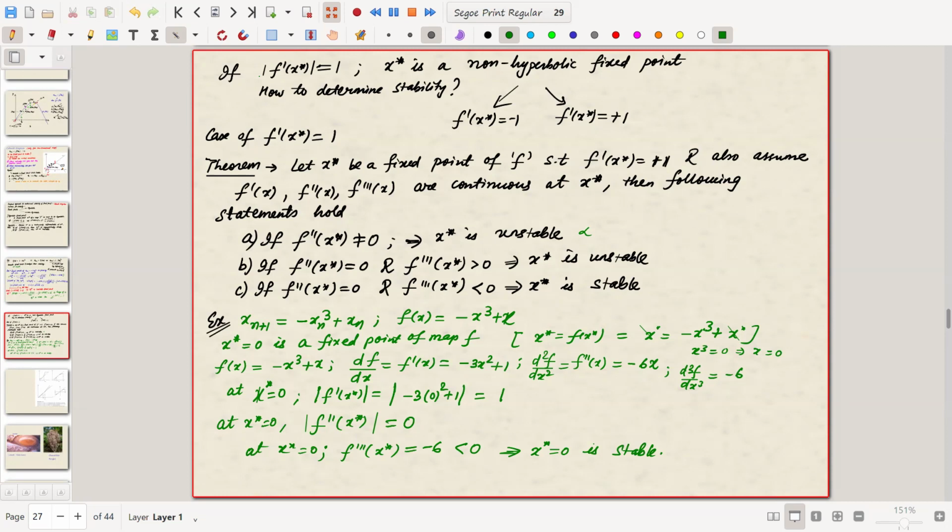So you got an idea for this? This example is for the case when f prime of x star is equal to 1. Now, there can be another case, where f prime of x star is minus 1. This case is remaining, isn't it? So we have to deal with it separately, as another case.